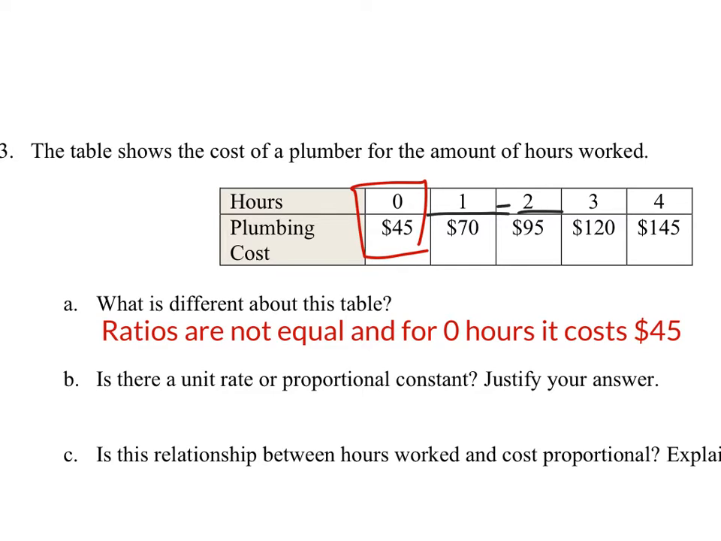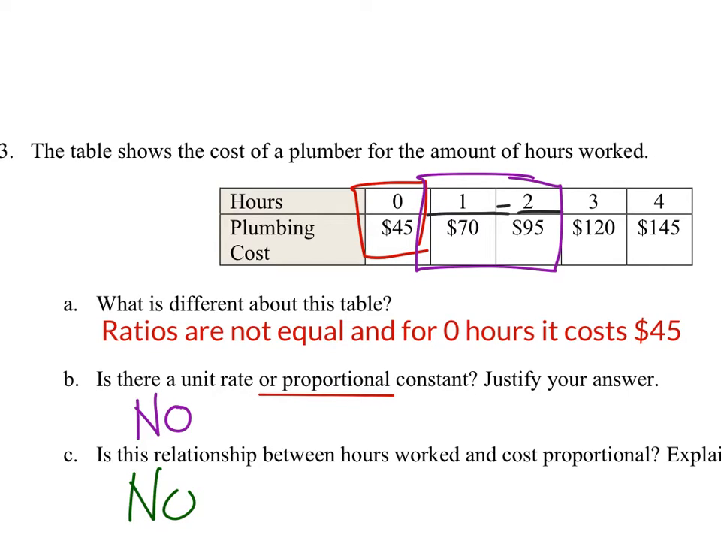Is there a unit rate or a proportional constant? Well, is this proportional? We've already seen that between the 1/70th and the 2/95th, they are not proportional. So no, there is no proportional constant that we could find. And so is the relationship between hours worked and cost proportional? No, it is not.